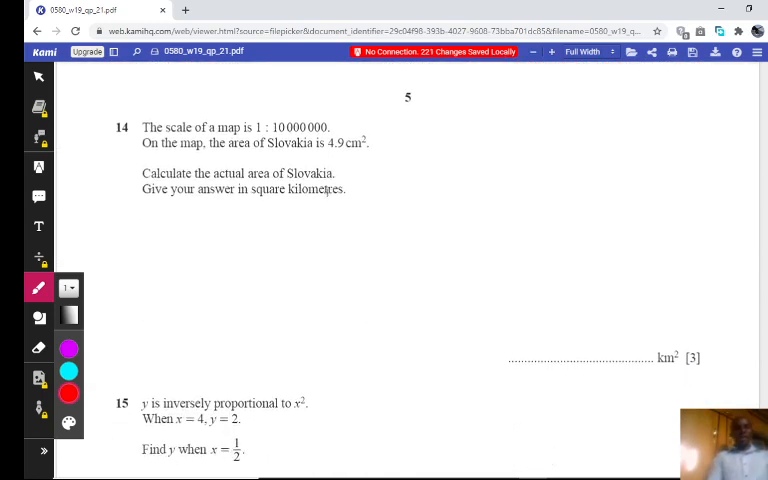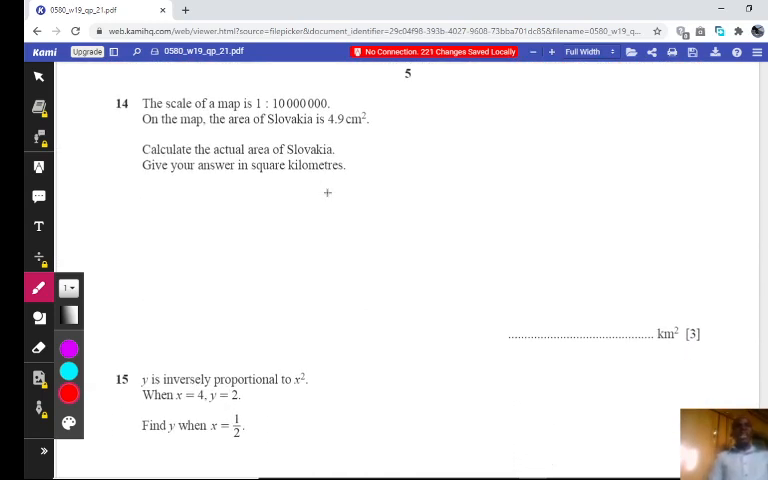Next part, question number 14. The scale on a map is 1:10 million. On the map, the area of Slovakia is 4.9 square centimeters. Calculate the actual area of Slovakia. Give your answer in square kilometers. The scale of the map we are given is 1:10 million. But on the map, we have Slovakia, which is 4.9 square centimeters.